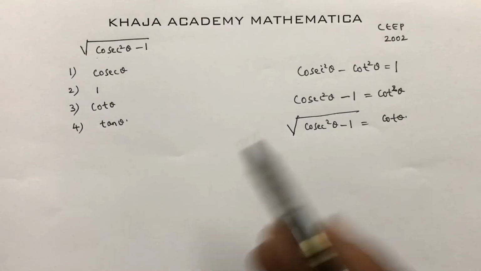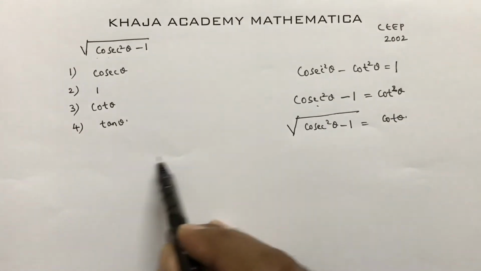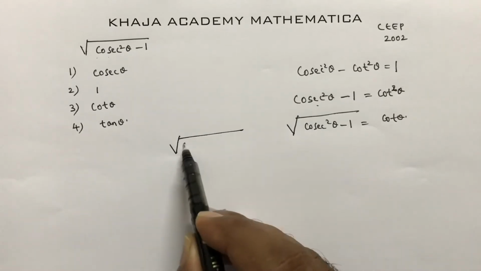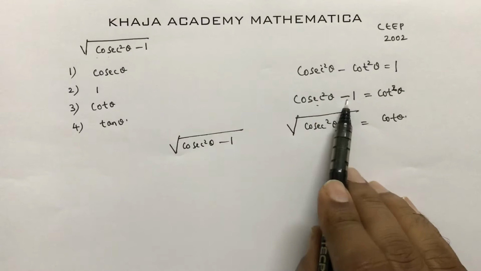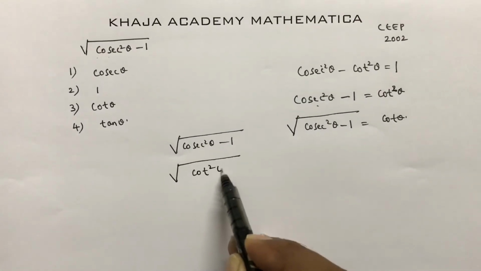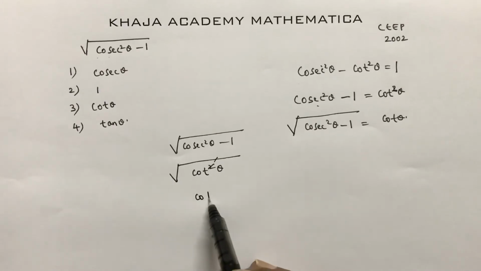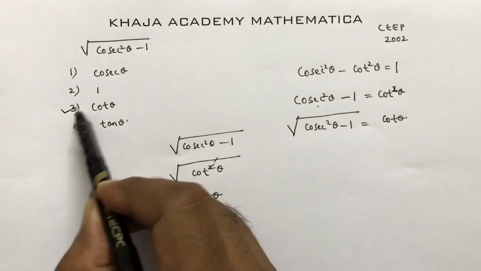Or otherwise, you can simplify like this. We need to find under root cosec square theta minus 1. So what is cosec square theta minus 1? Cot square. So you can substitute here under root cot square theta, and you'll get cot theta. So either this way or this way. The correct option is 3.